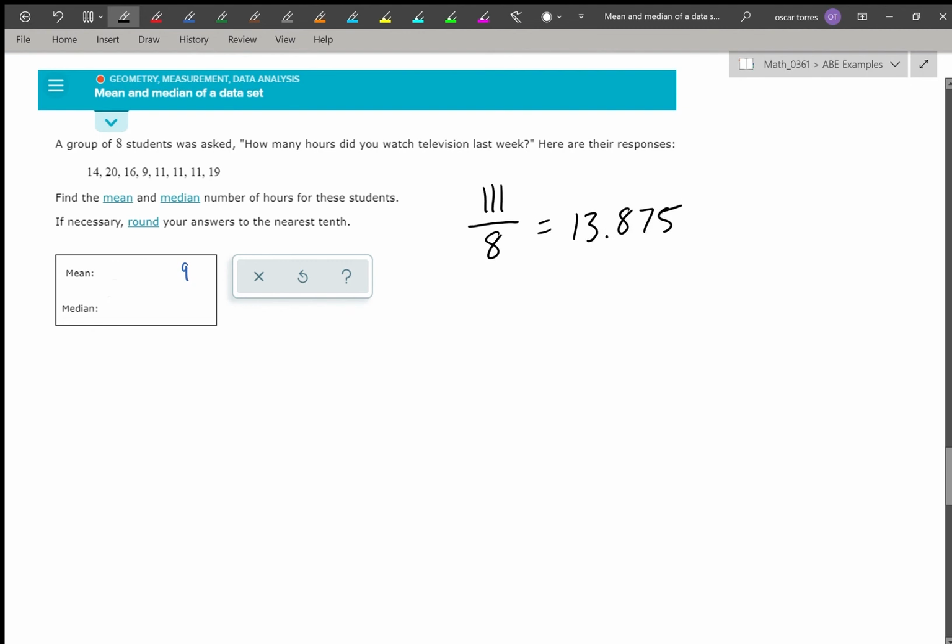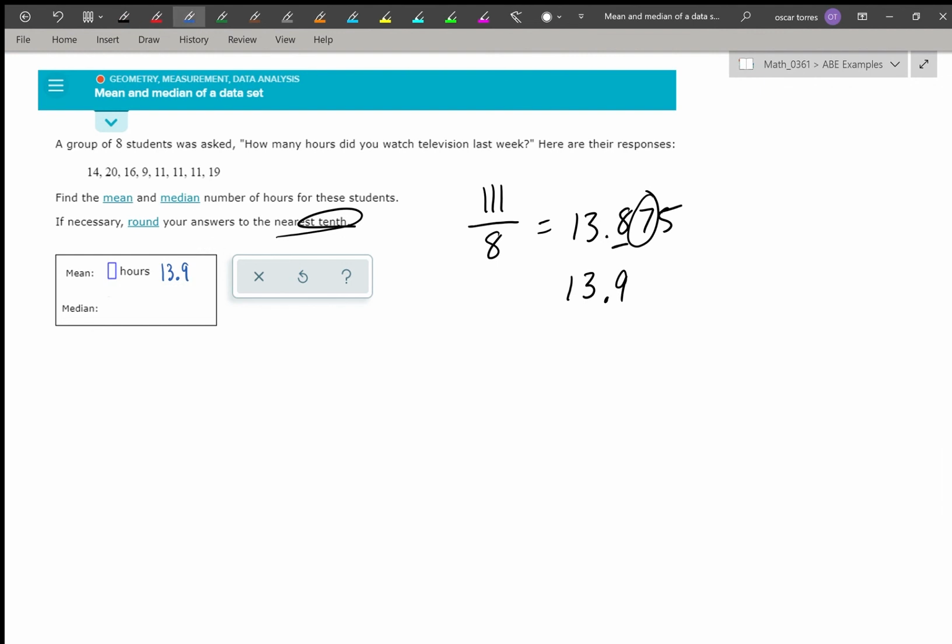13.875, which according to the problem, I need to round to the nearest tenth place. The tenth place is this 8 because it comes after the decimal. And we circle this 7. That 7 will tell us whether this 8 will go up or whether the 8 will remain the same. Because it's a 7, it's going to move the 8 up and it's going to become a 9. So our rounded answer for our mean is 13.9.